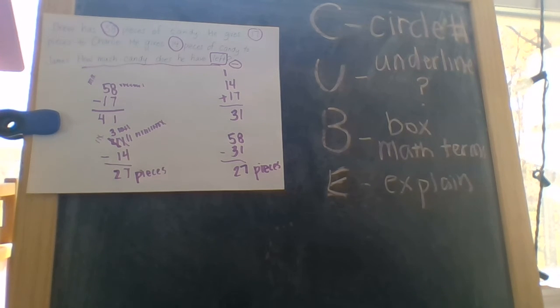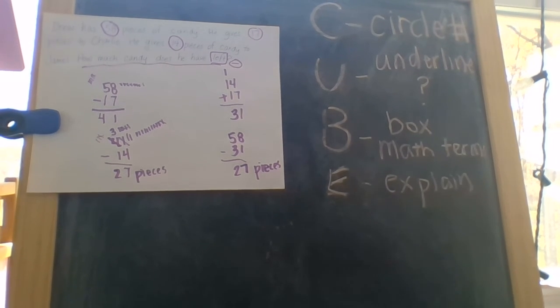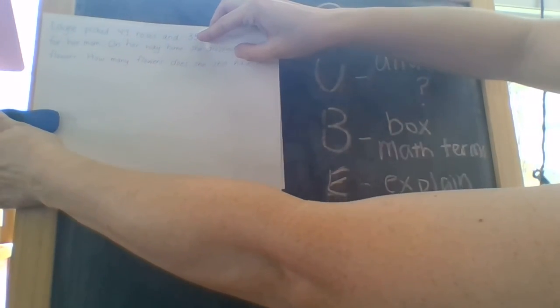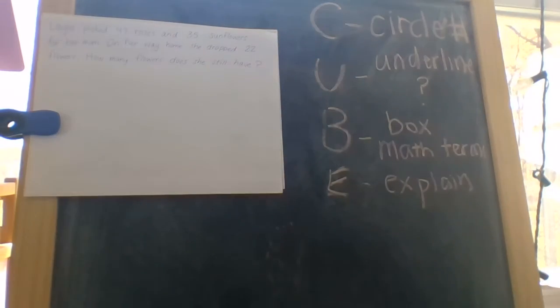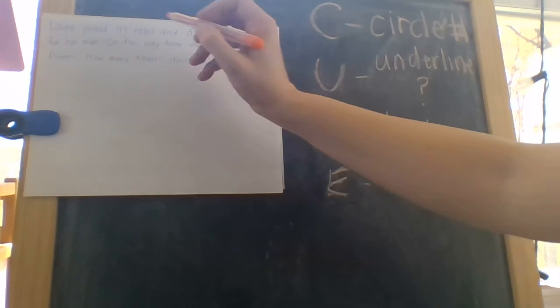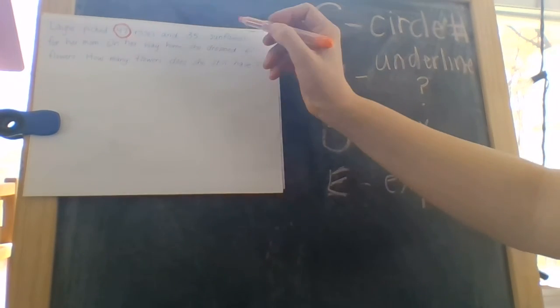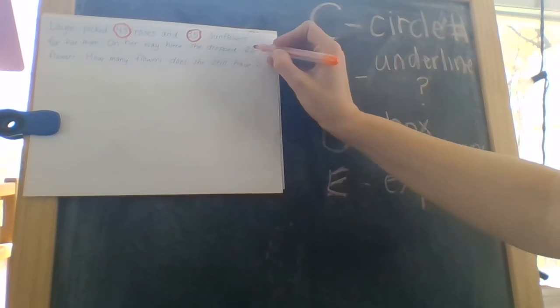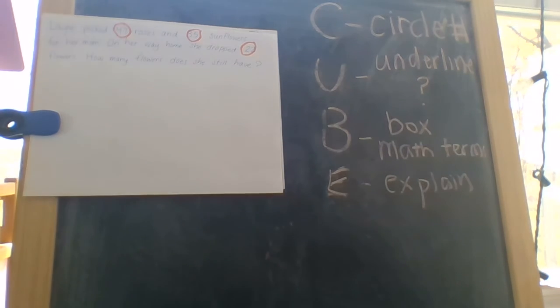Okay, let's try one more. Lane picked 47 roses and 35 sunflowers for her mom. On her way home, she dropped 22 flowers. How many flowers does she still have? Okay, we'll start by circling the numbers. 47, 35, 22.